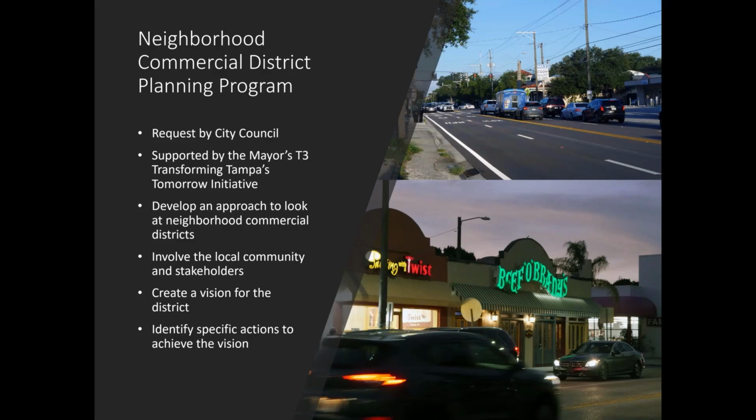The key part about this program is making sure that we involve the local community and the stakeholders. We want to create a vision for the district that is supported by the people that live there. And we want to identify specific actions to achieve that vision. So it isn't just a vision document. It will have some specific actions and a roadmap to be able to move the plan to achieve the vision that is supported by the community.